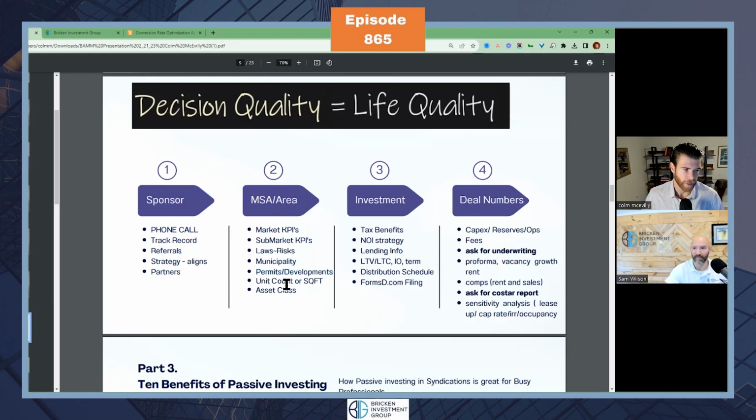Unit count, square feet. Just know that in times of recession, people like more bedrooms and more bathrooms. People huddle together when money's tight. And so having more bedrooms and bathrooms is more desirable in a time of recession. But at the same time, they'll probably stay there longer because they're going to have more stuff there. And people will typically choose a bigger square foot apartment over a smaller square foot apartment. And then just understanding what your asset class is and what the strategy behind that asset class is for that investment.